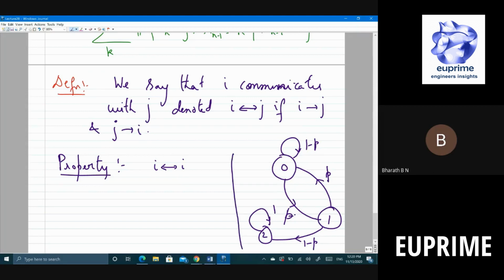So I communicates with I. Why? Because Pii of 0 is 1, which is greater than 0. That's the definition. I communicates with J means you start at I and you go to J, so Pij of n is greater than 0. That means in n steps, for some L, you can go from I to J with non-zero probability. But I communicates with I because Pii of 0 is 1, because you're already there.